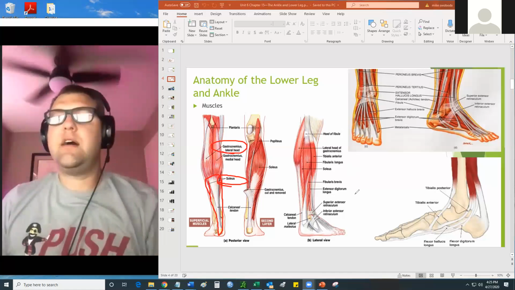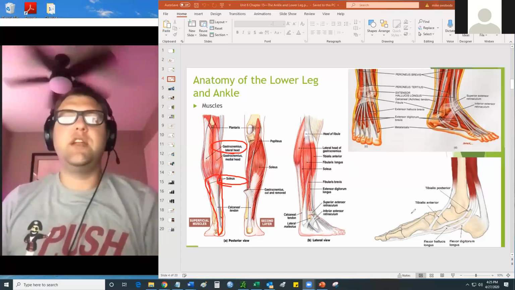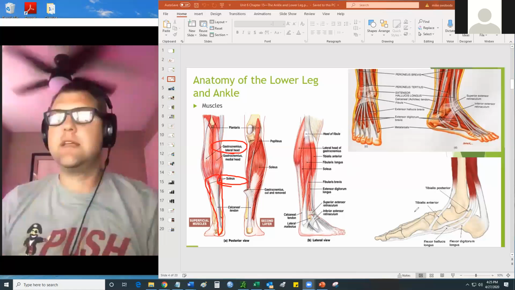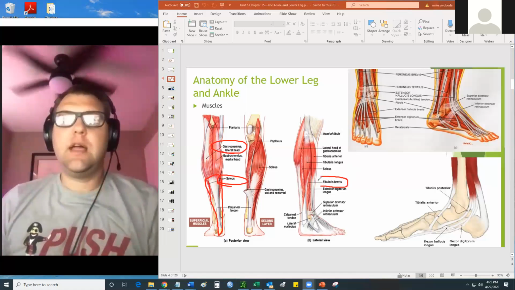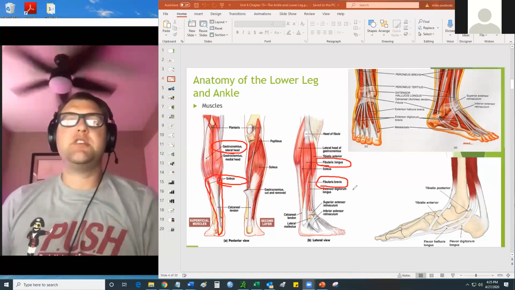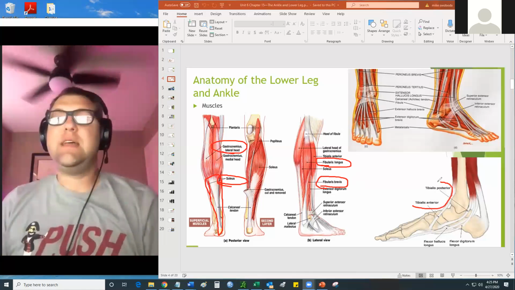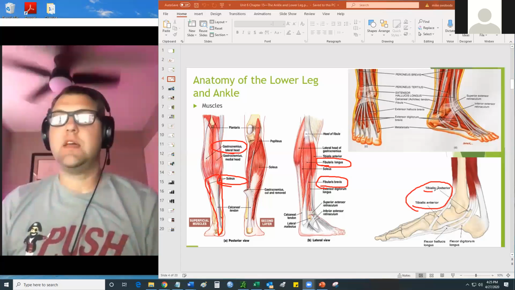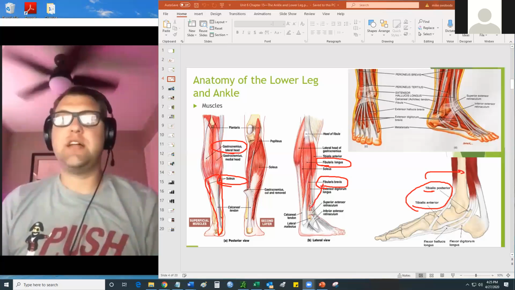You have really two muscles on either side of your calf shin area that are going to be important. One of those is your fibularis. Fibularis refers to the fibula. It means it's on the outside of your leg. And then tibialis, which is on the inside of your leg. So tibialis attaches to the tibia. Fibularis attaches to the fibula.